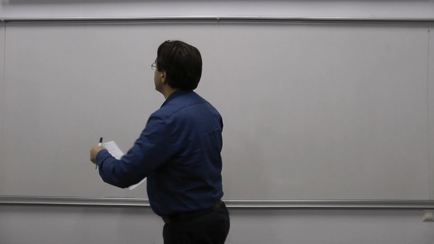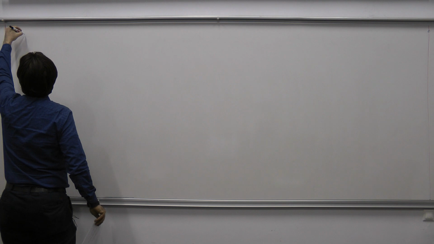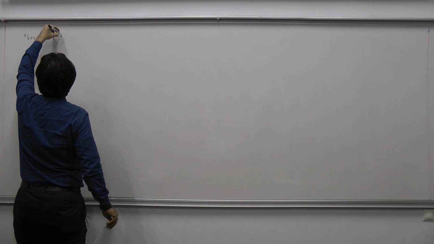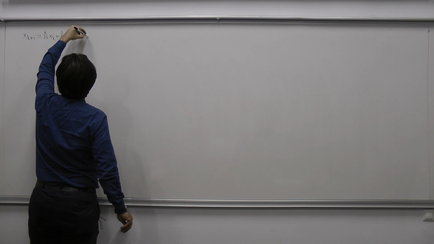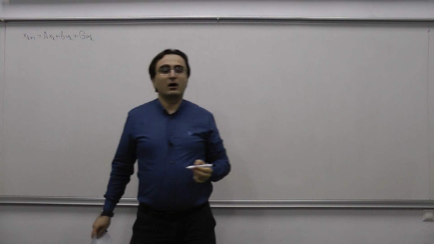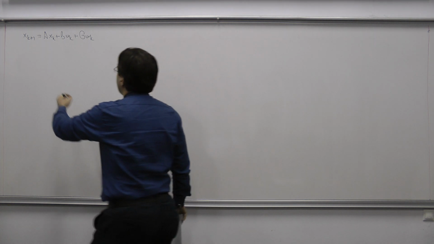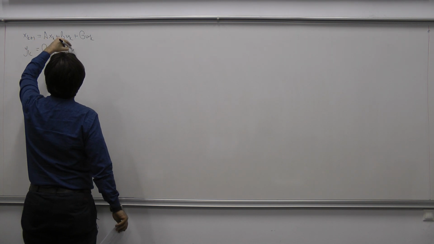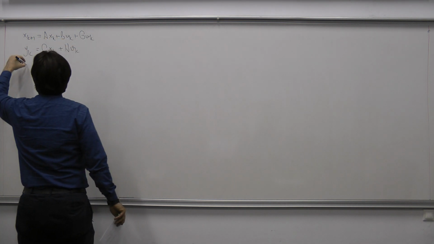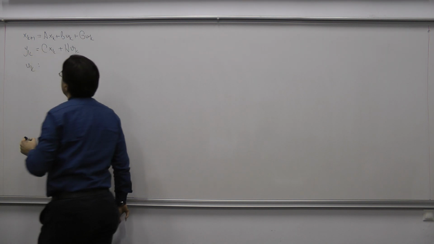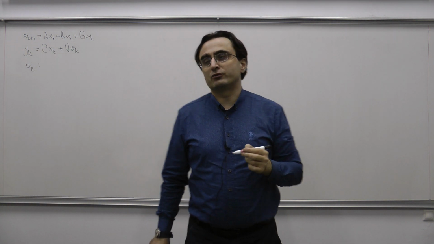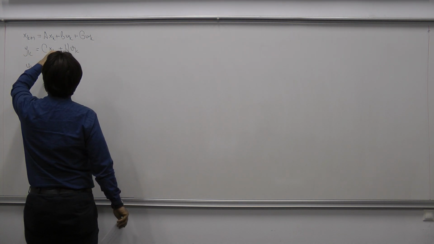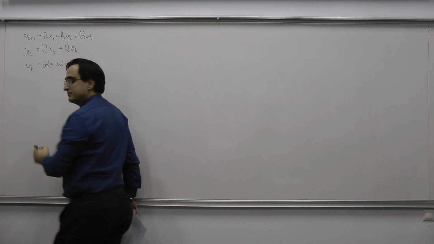So the first thing is going to be to write actually what our system is. So I have x_{k+1} is equal to A x_k plus B u_k plus G w_k. So this is our system equation. And I have the output equation, y_k is equal to C x_k plus H v_k. Remember, in this chapter of the book, we are considering deterministic inputs. And that means that u_k is selected deterministically.